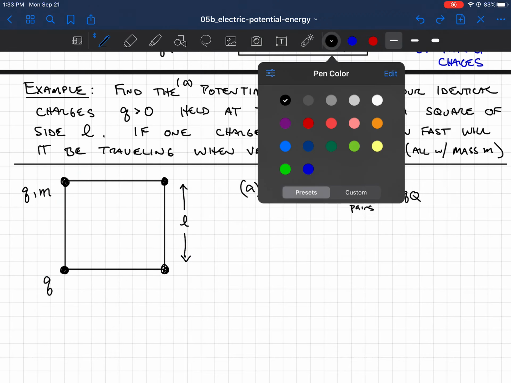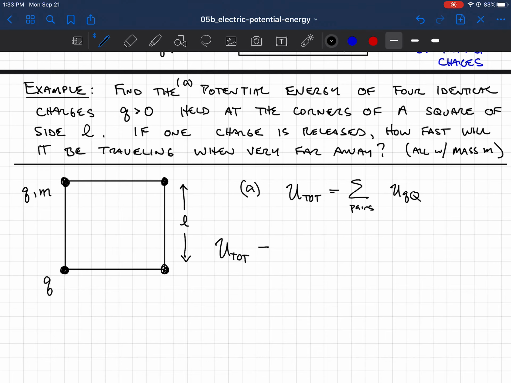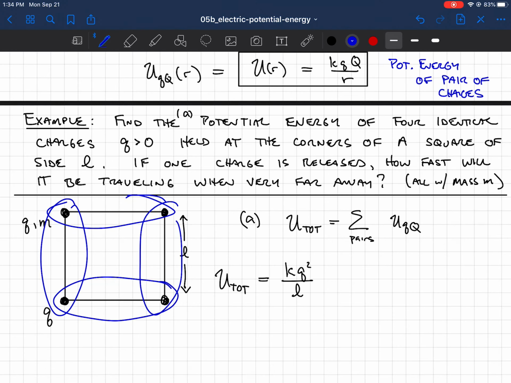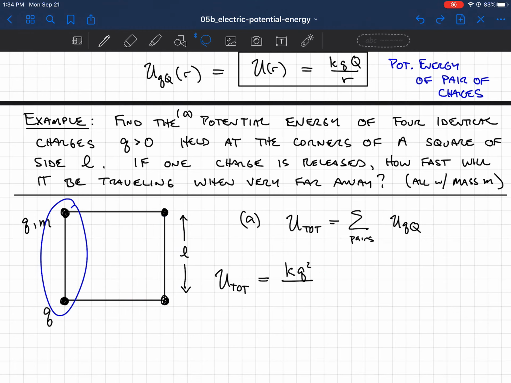Let's get rid of all that stuff. So the total potential energy is going to be, well, I have this pair first, and so that is, looking at my equation, k q squared over r, which is L. But notice I have 1, 2, 3, 4 of those. So I can just write 4 of those things.